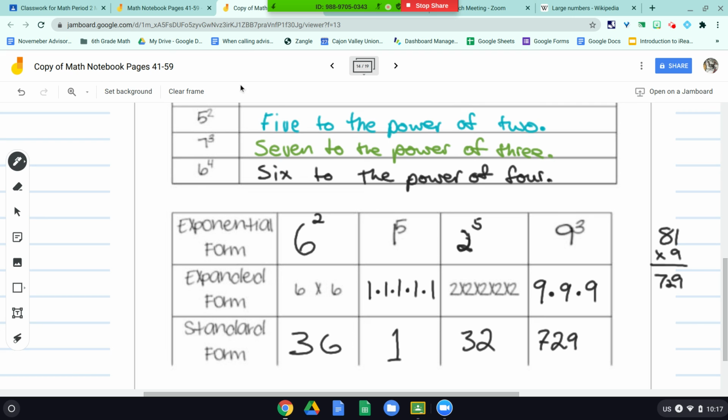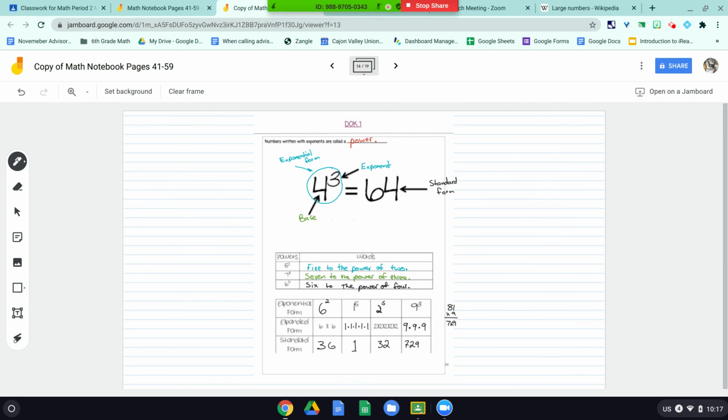I'm going to zoom out so you guys can see this whole page. And if you're watching this at home on video, please remember you can pause this video, rewind it, stop it, watch it again if you have to.